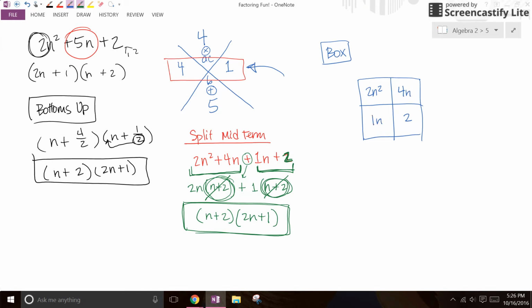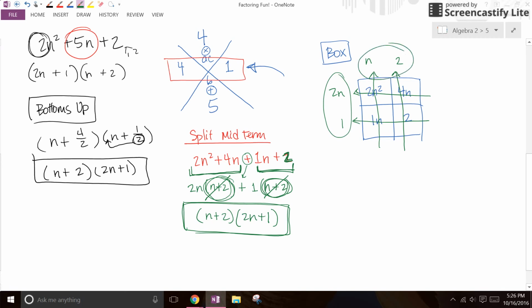And now the box method says, all right, I just want you to factor something out. So what could we factor out of here? Well, they both have a 2n in common. What could we factor out of here? Nothing. Maybe just a 1. What could we factor out of here? An n. What could we factor out of here? A 2. And right here would be your two factors. One factor, n plus 2, and one factor, 2n plus 1.